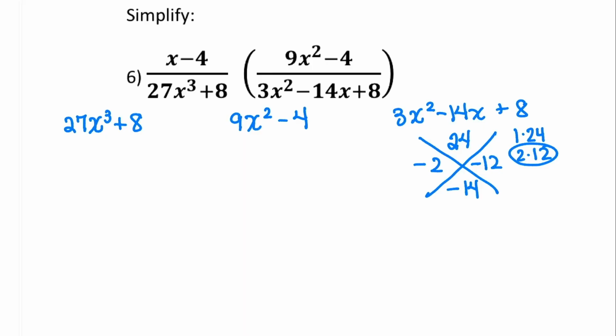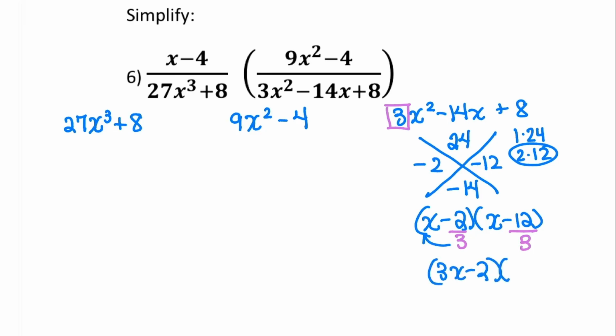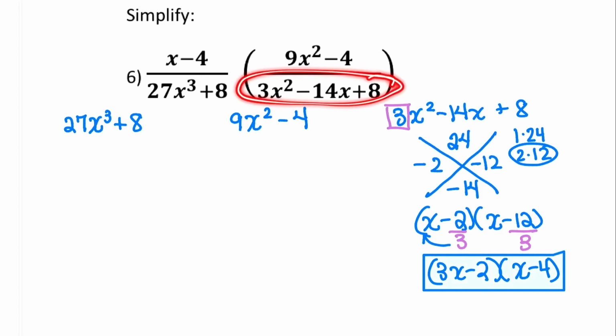So here we're going to do the bottoms up method, x minus 2 and x minus 12, and then we are going to divide by 3. That end result is going to be 3x minus 2 and x minus 4. So this right here is how we rewrite the bottom side, our denominator of this fraction. Okay, now let's work through the first one.